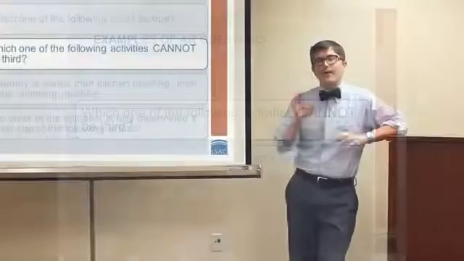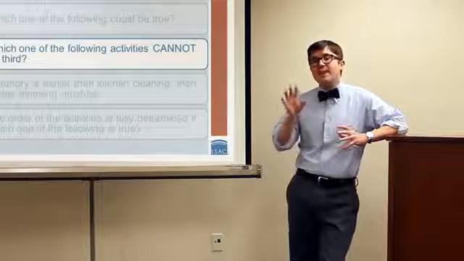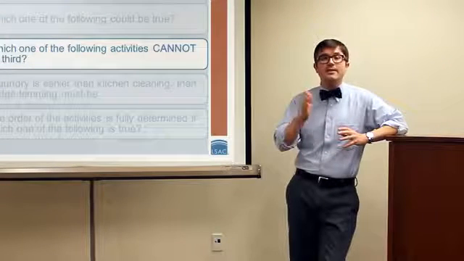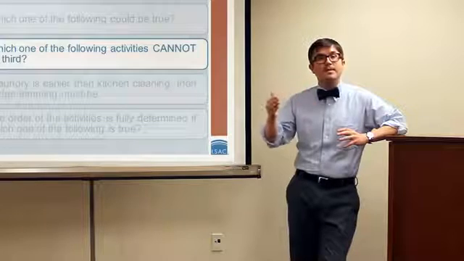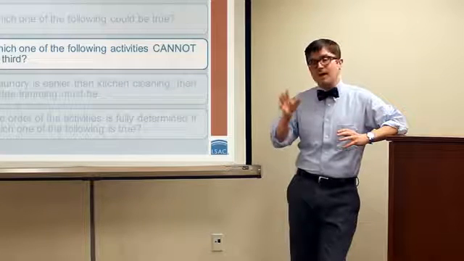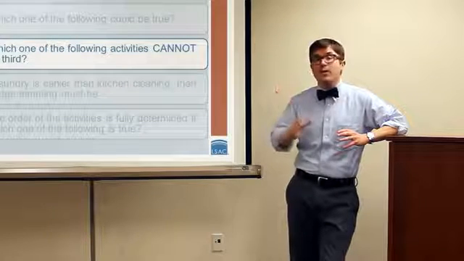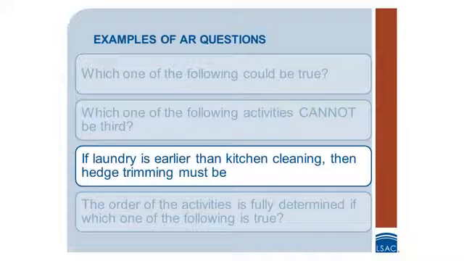Importantly, some AR questions will have an if-then form, where the question introduces some further supposition and then asks what could, must, or cannot be true. We may ask, for example, if laundry is earlier than kitchen cleaning, then hedge trimming must be, and here the answer choices would be options like first, second, etc.